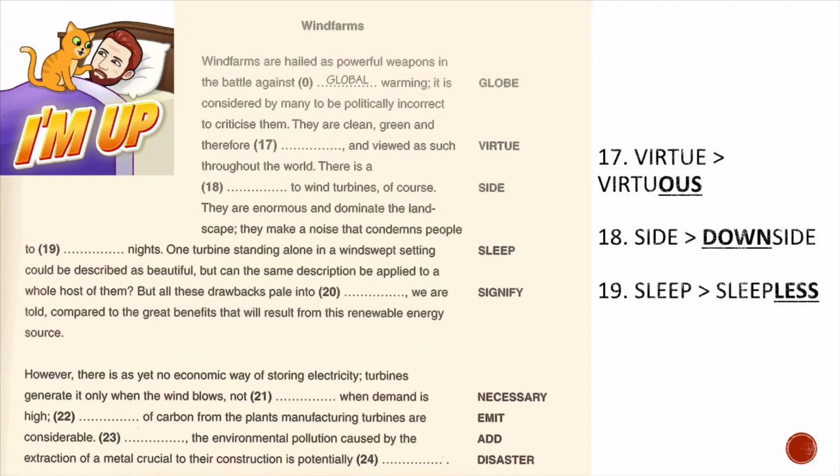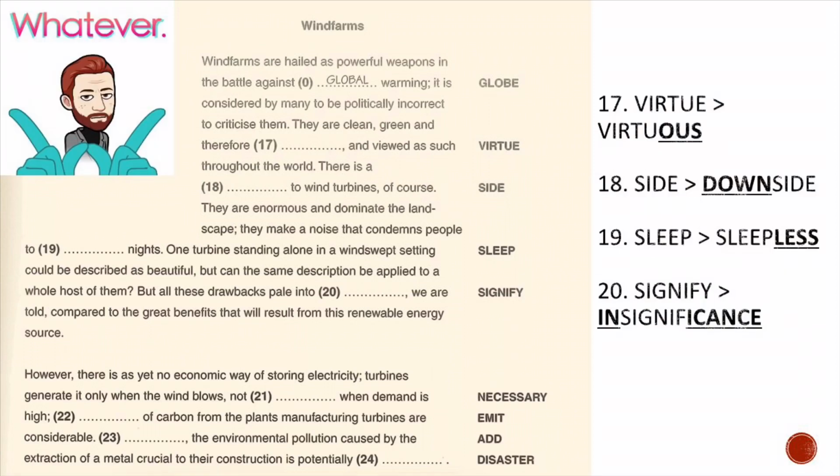The next word is signify. But all these drawbacks pale into insignificance, we are told, compared to the great benefits that will result from this renewable energy source. We've changed the word signify, which is what kind of word? A verb, into a noun. However, it's very important to note that we've also added the prefix in. Why? Because it is in its negative form. Okay, so here is a prime example, guys, of when we've used this affixation, both a prefix and a suffix to the word.